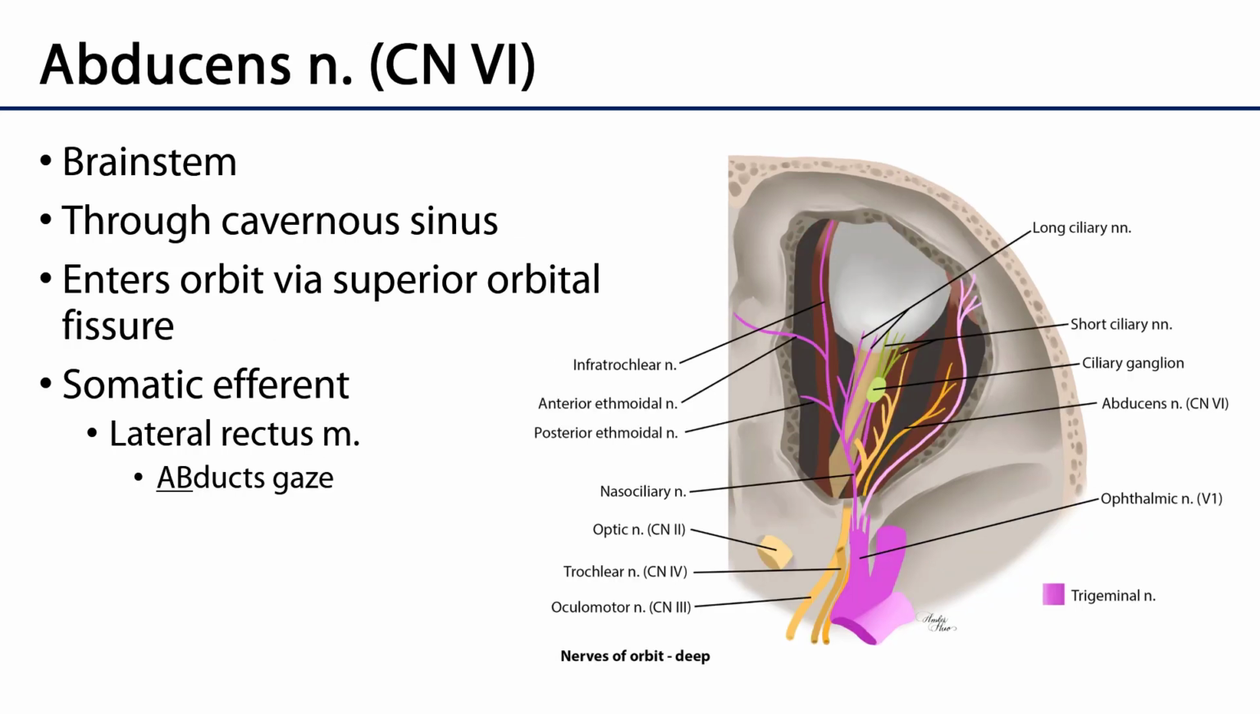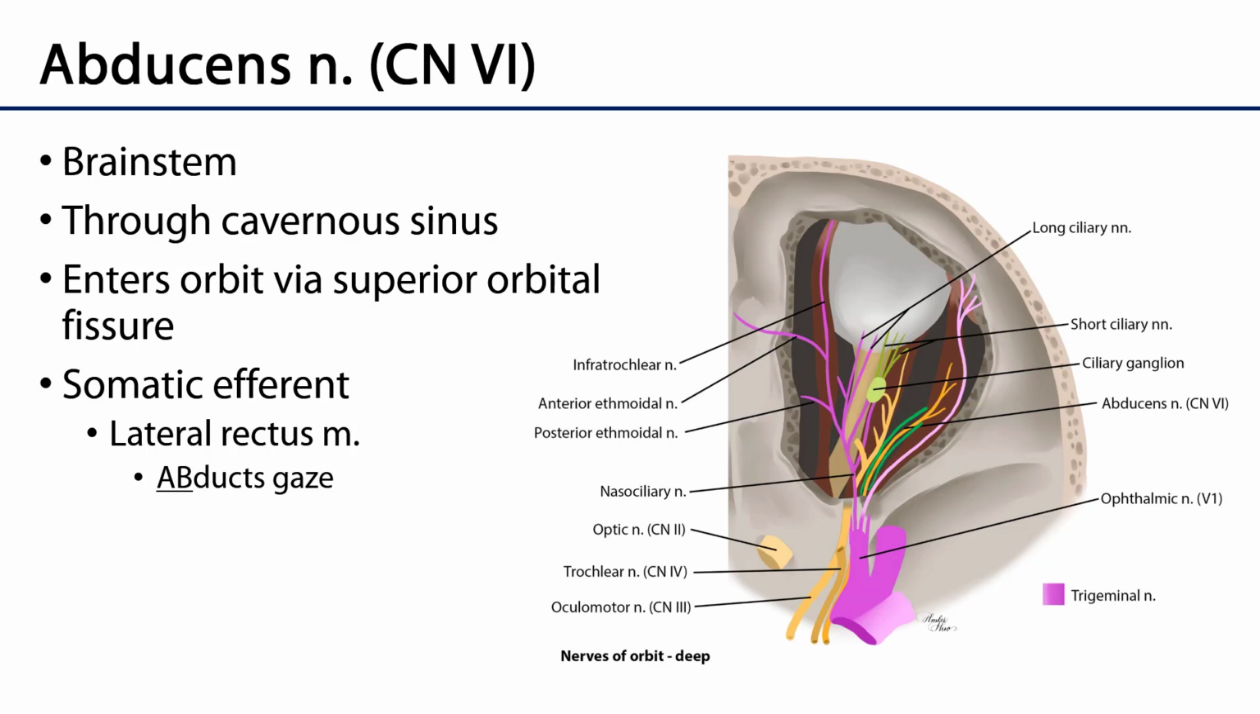Next up, we have the abducens nerve, cranial nerve 6. The abducens emerges from the brainstem. It travels through the cavernous sinus, so not through the wall of the cavernous sinus, but through the cavernous sinus. It and the internal carotid artery are the two vessels which traverse the cavernous sinus. When it emerges from the cavernous sinus, it travels through the superior orbital fissure along with oculomotor and trochlear nerves. And its sole function is to serve the lateral rectus muscle.